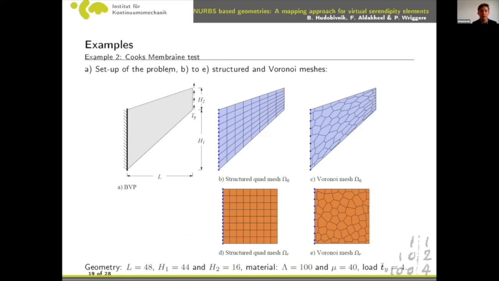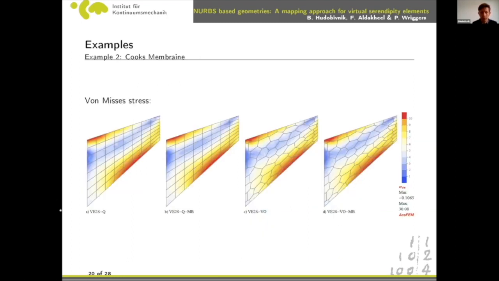Now the next example is a Cook's membrane test. We have a reference domain which is a unit square, and this is mapped to a skewed geometry of the standard Cook's membrane geometry. We have been using structured quad meshes and Voronoi meshes. And here there are some stresses shown. The first one is the standard serendipity element, and this one with MB is the mapped one. And you can see the stresses are matching in all the cases for all the meshes.